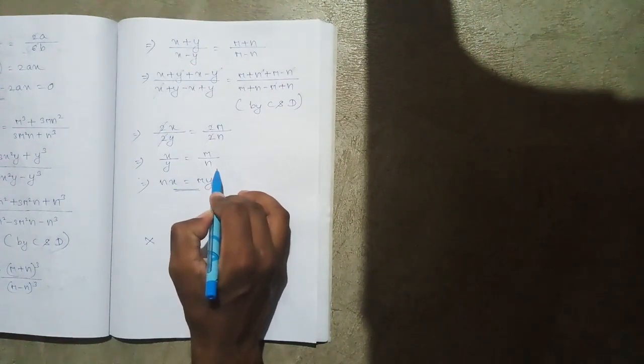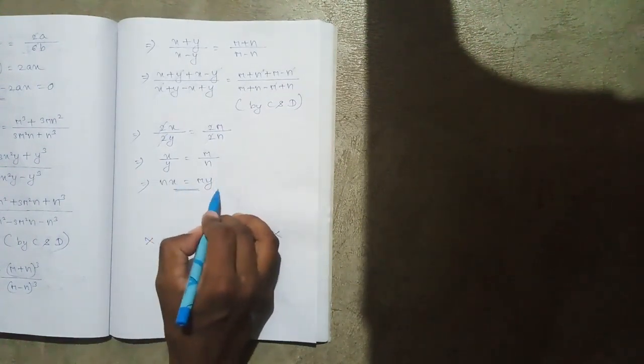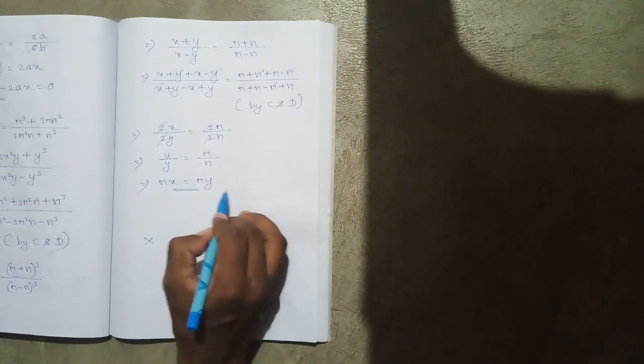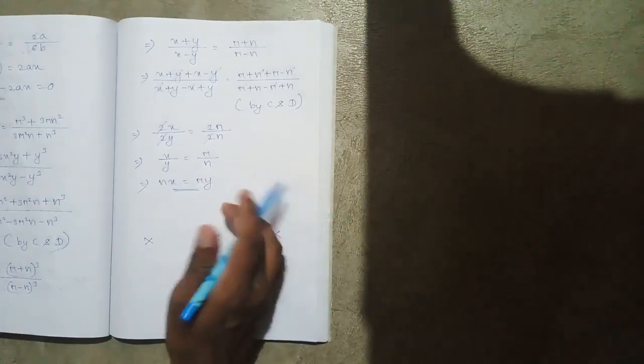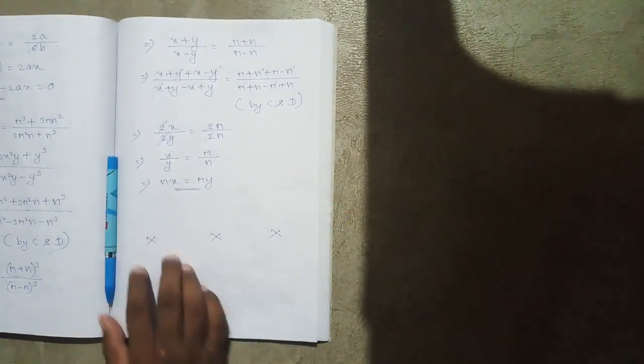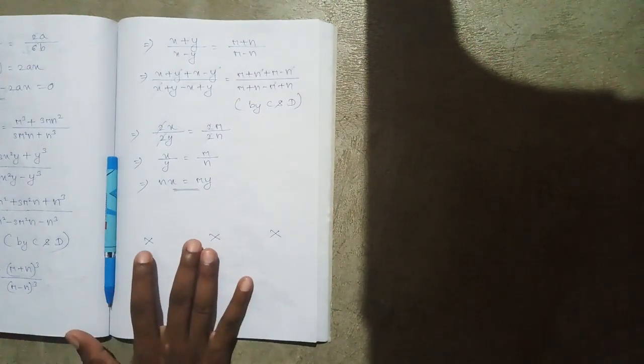On cross multiplication we get nx is equal to my. This we have to prove. So hence proved. So this is the end of ratio and proportion part 3, and the chapter is also over.